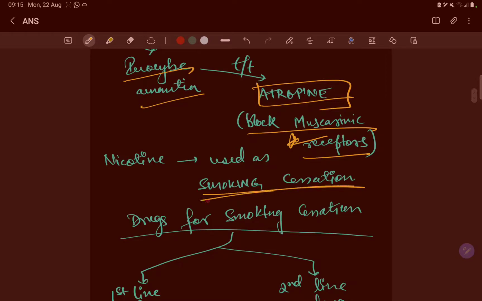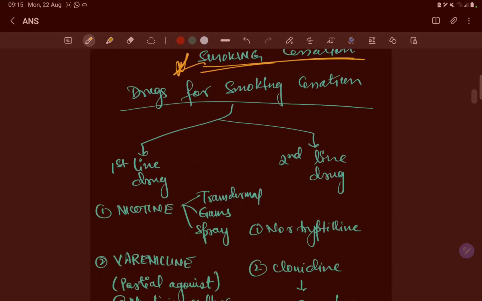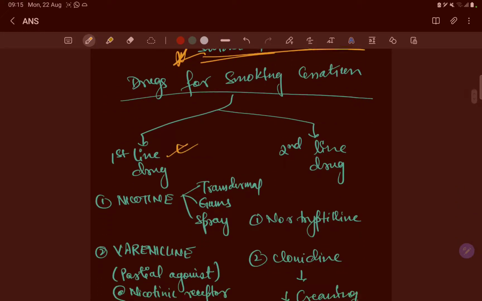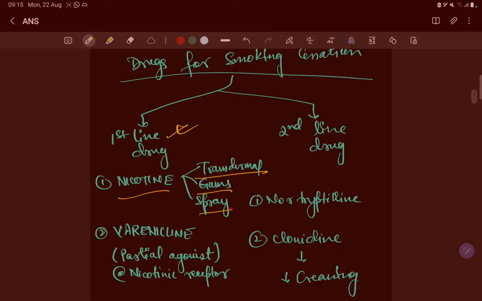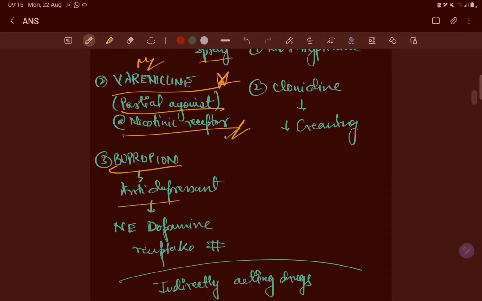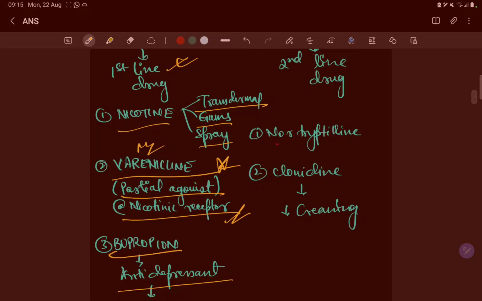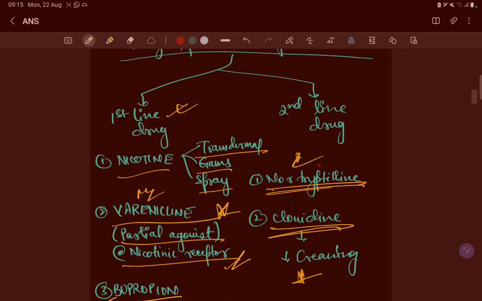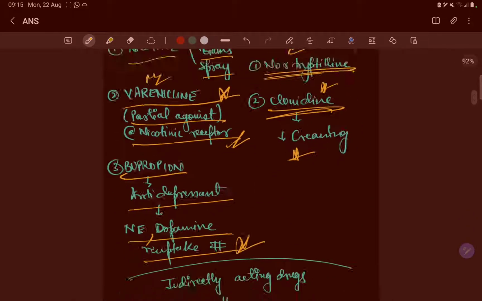Nicotine is used as a smoking cessation agent. So what are the drugs for smoking cessation? The first line drugs are nicotine, either transdermal, gums or spray. Varenicline is a partial agonist at the nicotinic receptor. It was an MCQ at NIMHANS. Bupropion is an antidepressant, a norepinephrine-dopamine reuptake inhibitor. Nortriptyline and clonidine are second line agents for smoking cessation; clonidine decreases the craving.